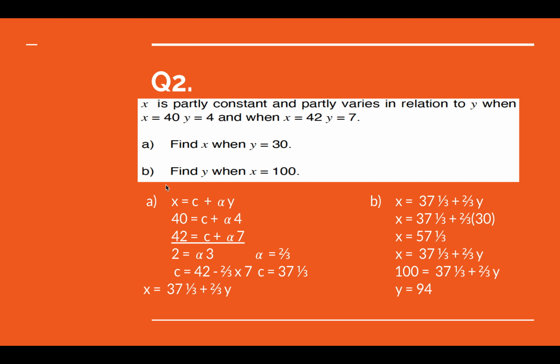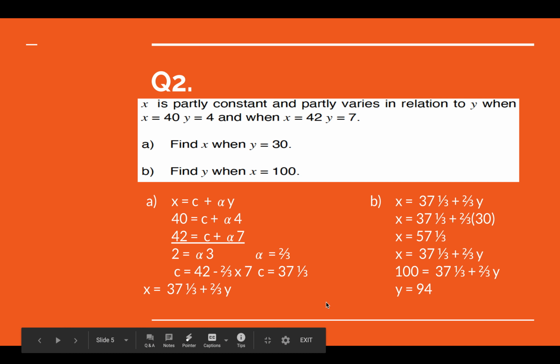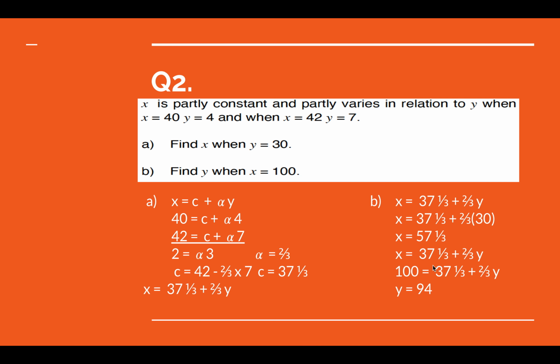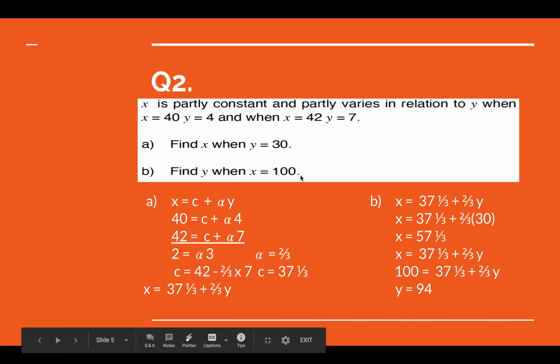Now moving on to B, find y when x is 100. Again, we start from our initial relationship that we derived here. We start from there, and then we replace the x with 100. That's what we did here. Then we look for y by doing the normal steps. 37 and a third goes to the other side. Now it's 100 minus 37 and a third.